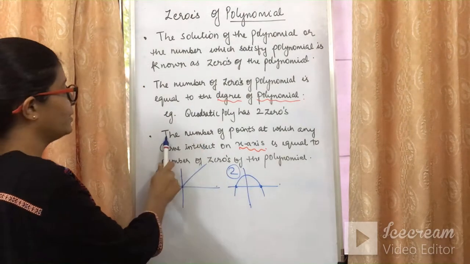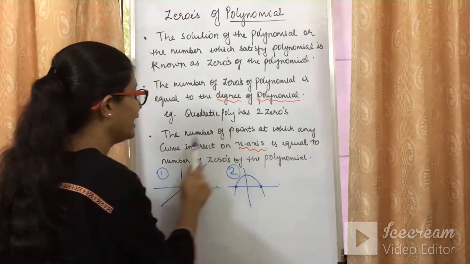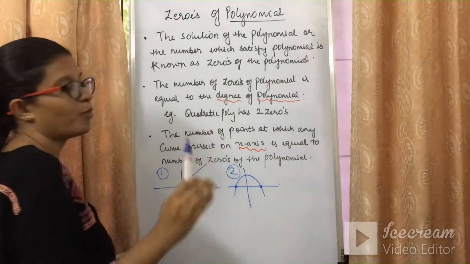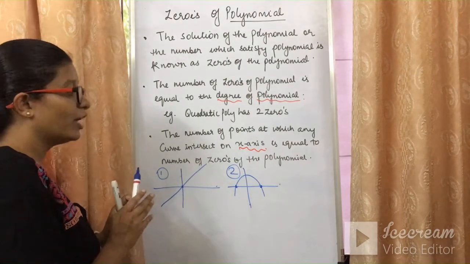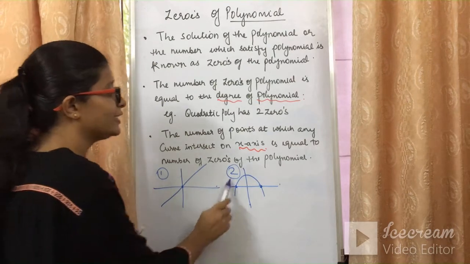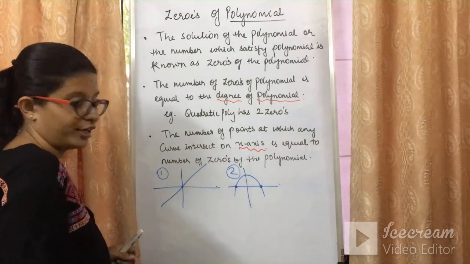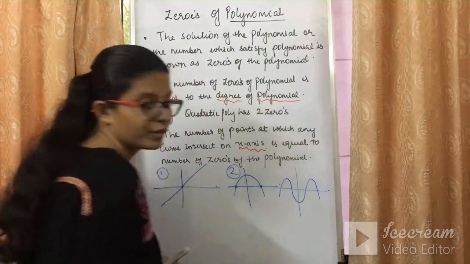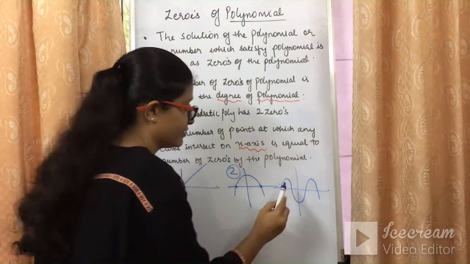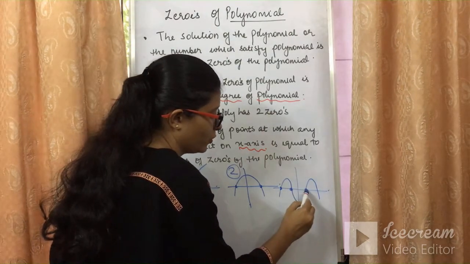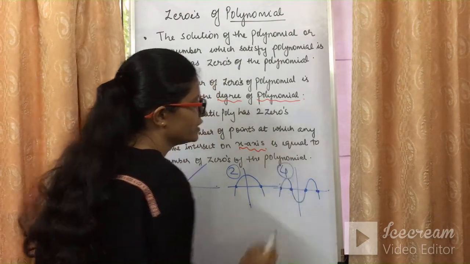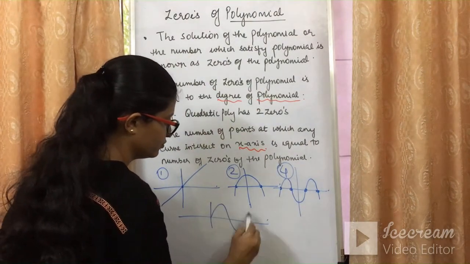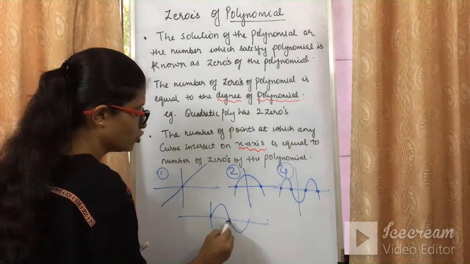That's what is written in point number 3. The number of points at which any curve intersects the x-axis is equal to the number of zeros of the polynomial. We are not talking about the y-axis. We are only considering the x-axis, which is very important over here. For example, if I have a graph like this, how many times is it intersecting the x-axis? 1, 2, 3, 4. So the number of zeros of the polynomial will be 4. If I have a graph like this, then 1, 2 and 3.